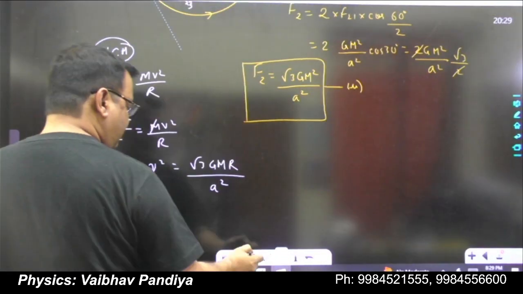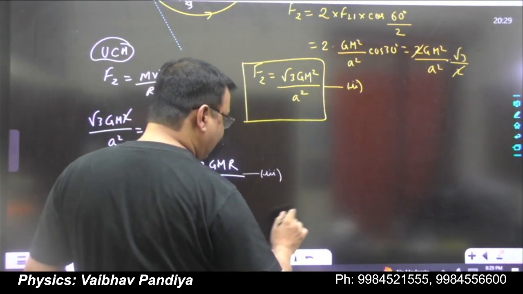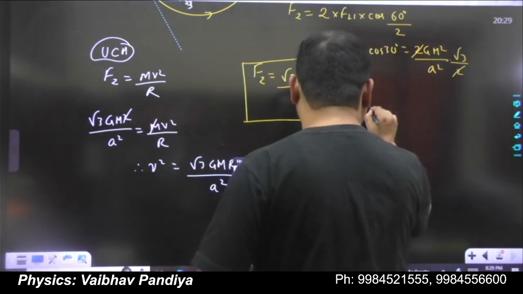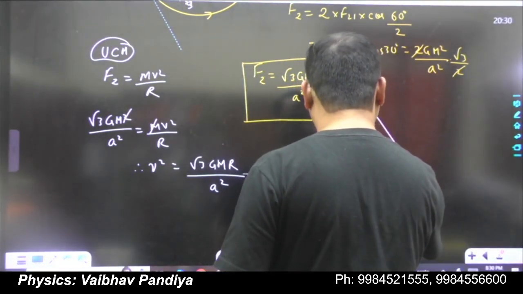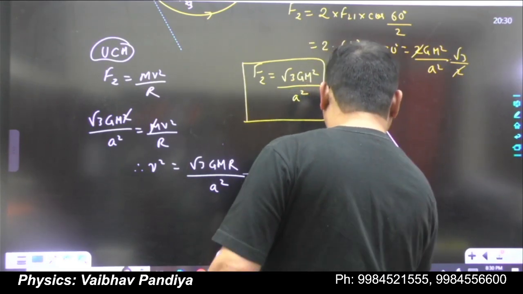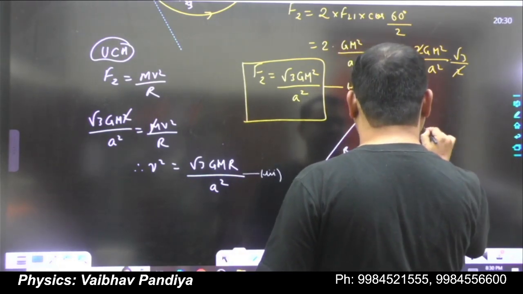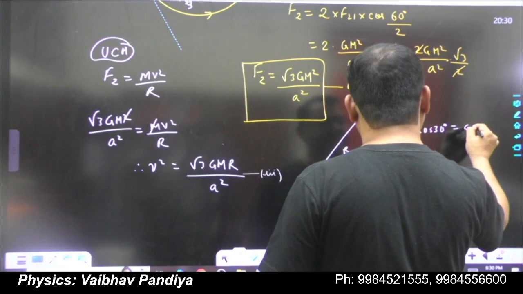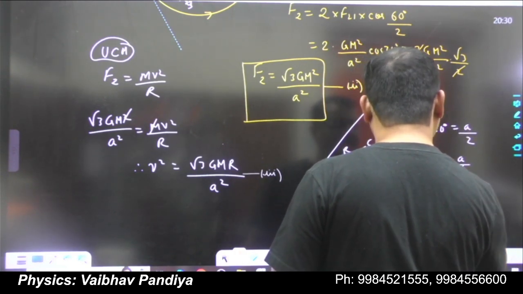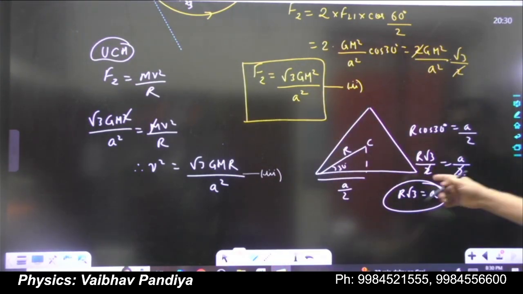Now there is one more mathematical skill. You have to relate r and a, because it depends on which parameter you want the answer in. Now this is an equilateral triangle, correct, this is the center and this is r, this angle is 30 degrees and this is a by 2. So if we take the projection of r, this will be r cos 30. So r cos 30 will be a by 2. So r root 3 by 2 will be a by 2. So r root 3 will be a. This is the relation between the radius and the side of the triangle.